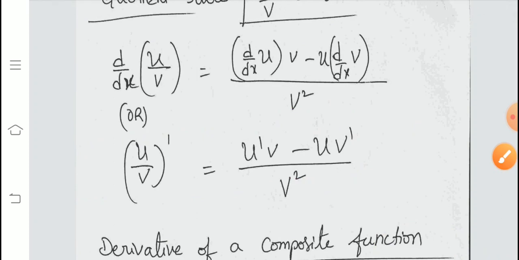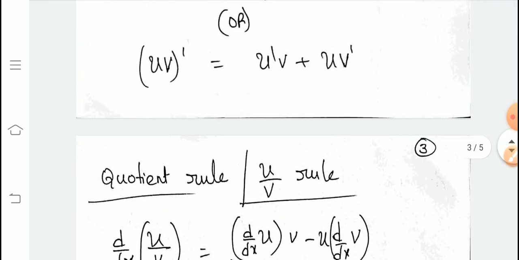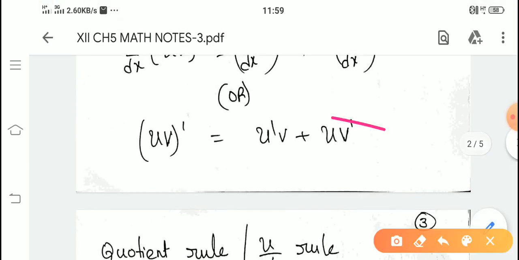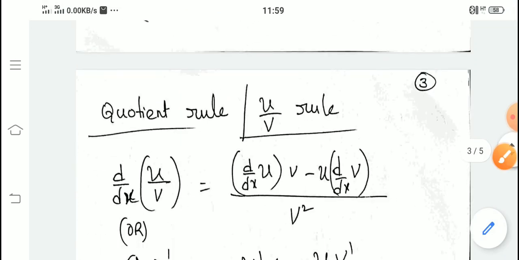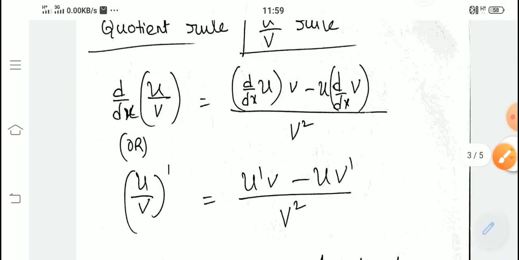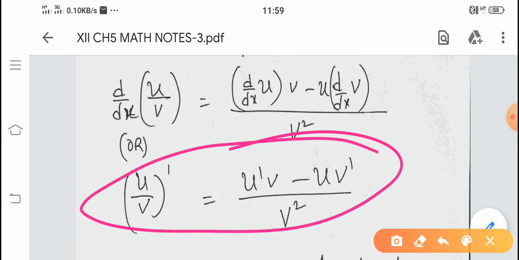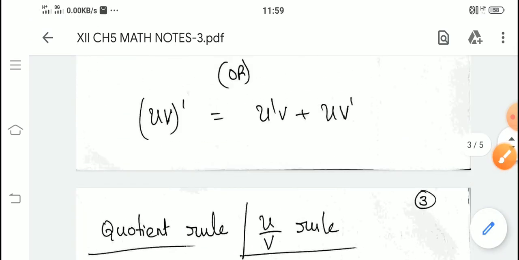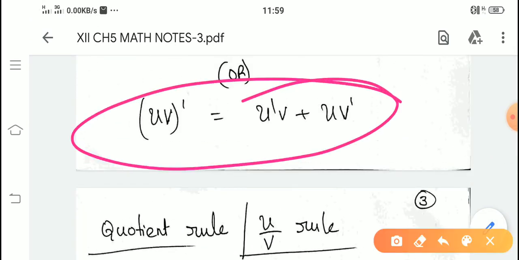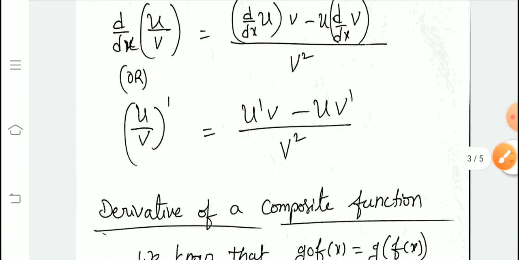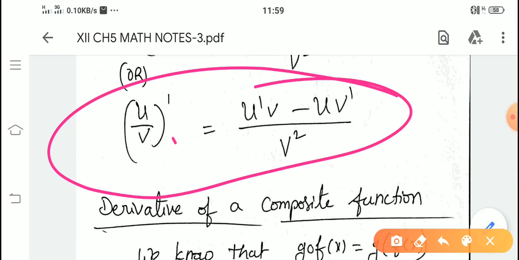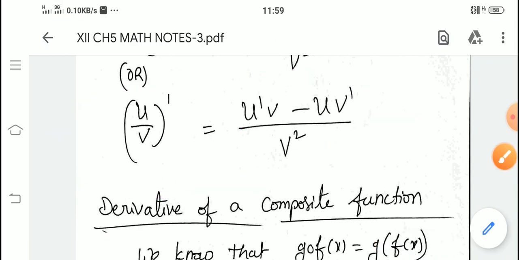You should remember these because they are there in the 11th standard, and you may be facing all these formulas again in 12th standard. So please try to remember the uv rule as well as the u by v rule. Both are important. The uv rule says uv whole dash is equal to u dash v plus u v dash. The u by v rule is the same way: u by v whole dash is equal to u dash v, minus u v dash, by v square.